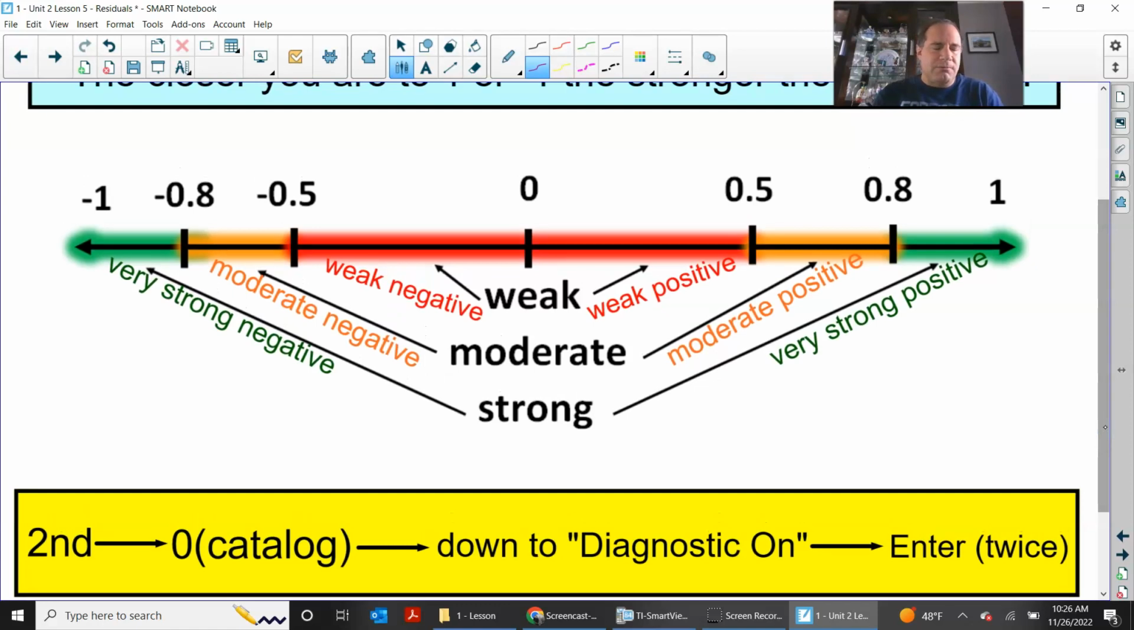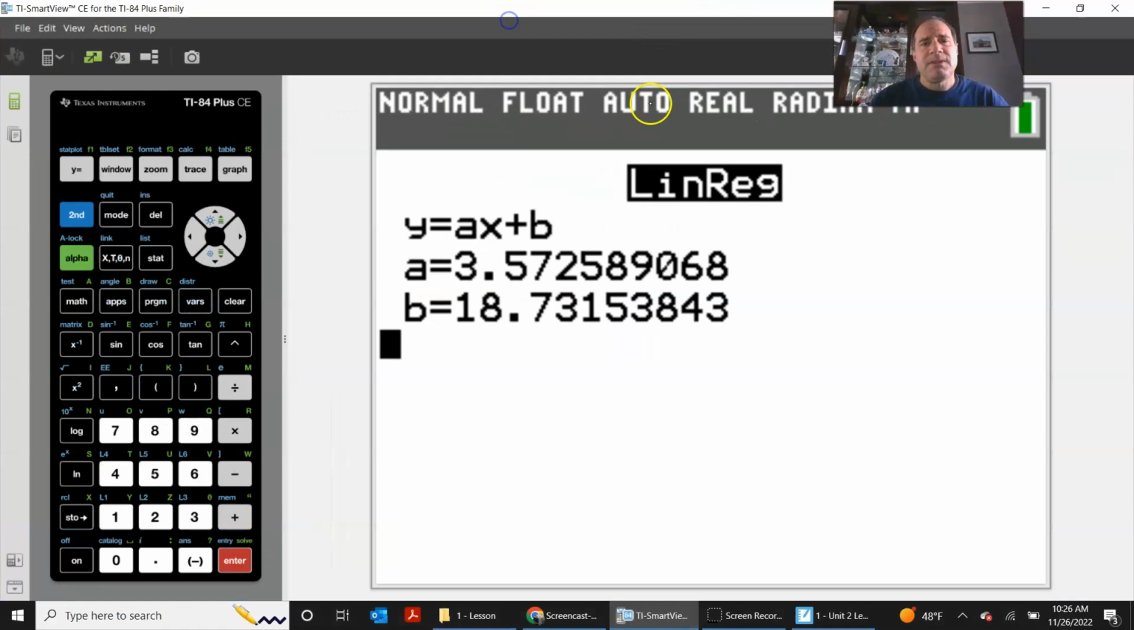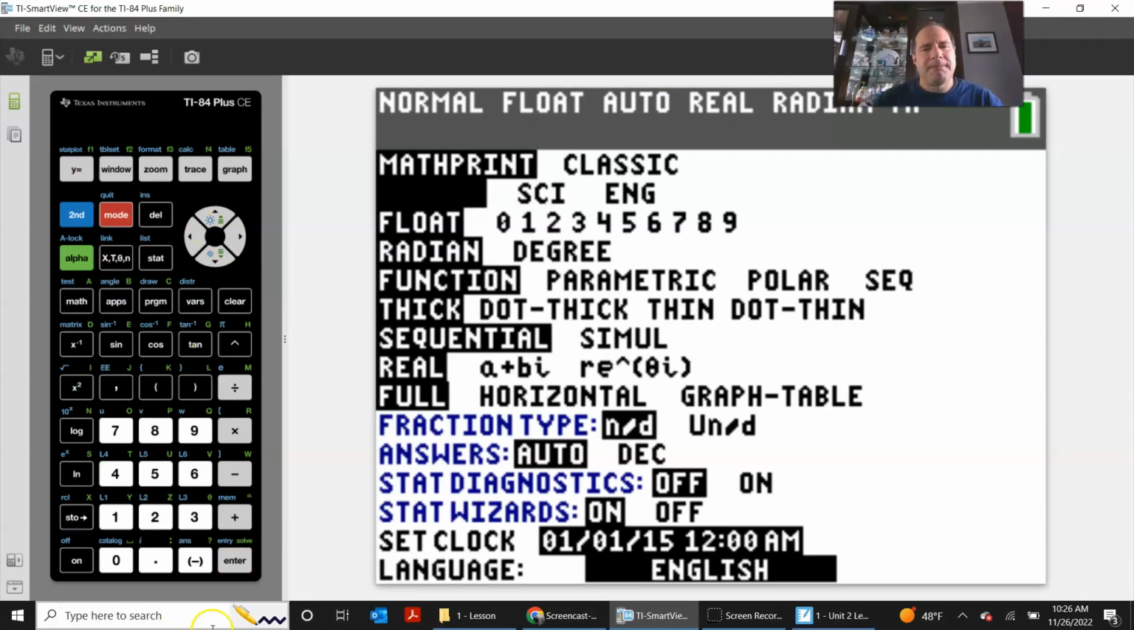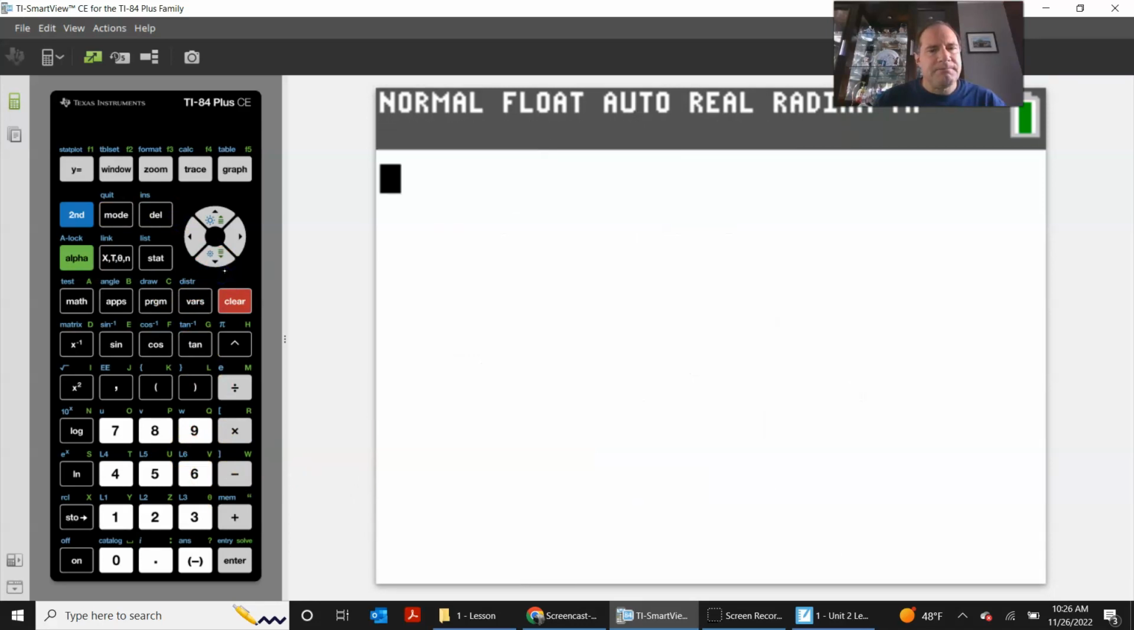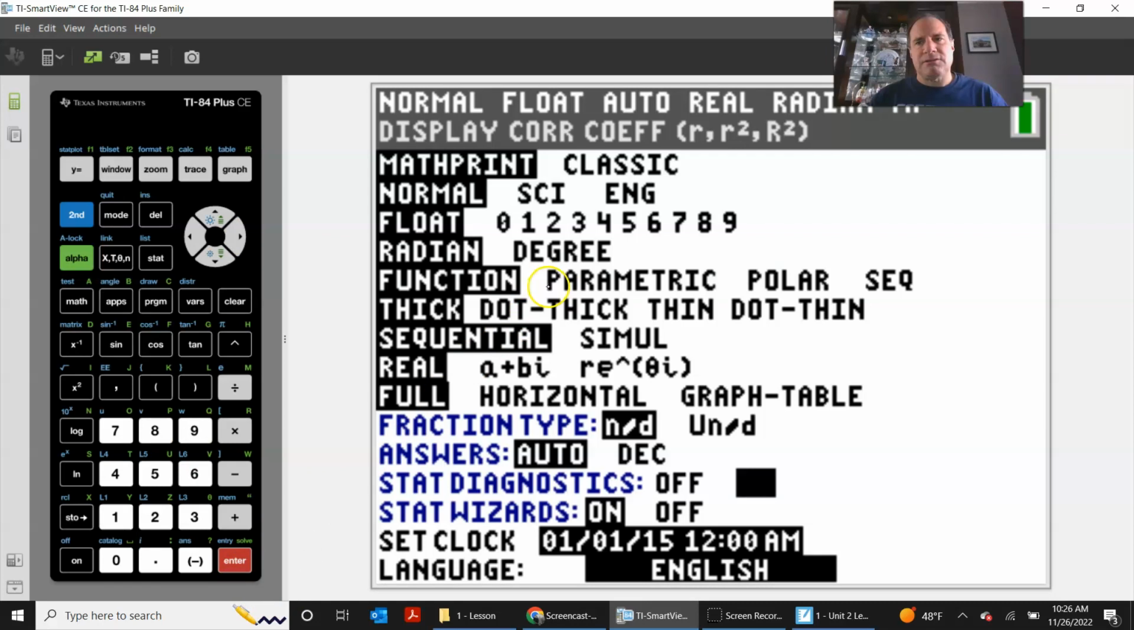And this is one way to do it. You could press second, 0, and then down to diagnostics on, and then enter twice. Or I like to just use the calculator to turn diagnostics on this way. You just press mode, right? You see stat diagnostics. It's off right now. I would go down to that, stat diagnostics. And then when the off is blinking, just go to the right, and then the on will be blinking, and then you press enter, and then stat diagnostics is on.